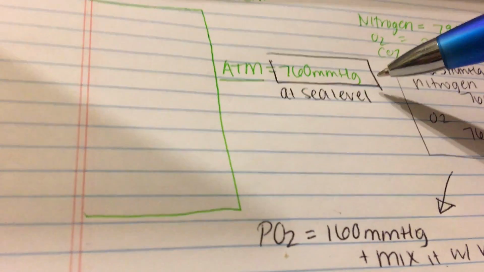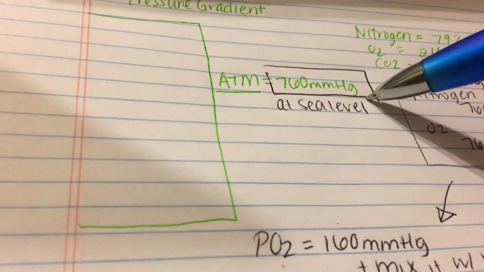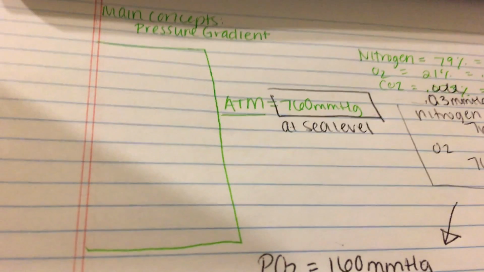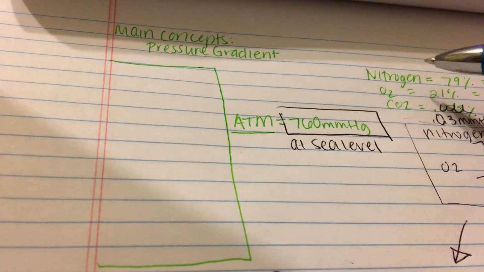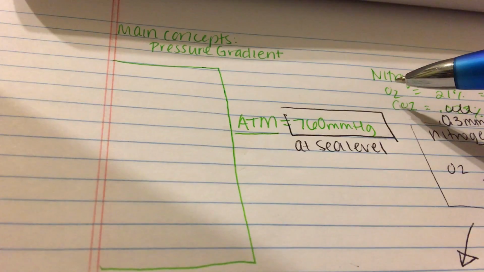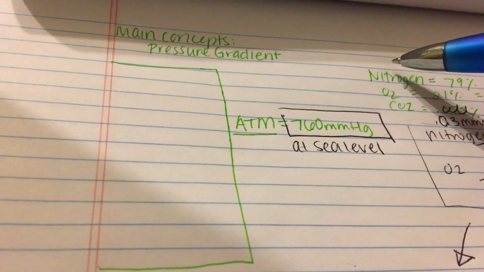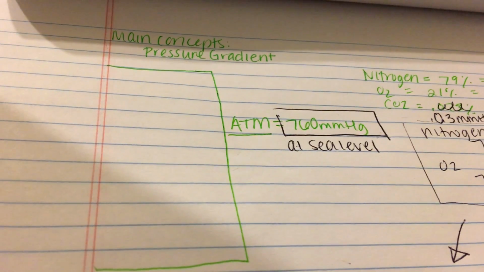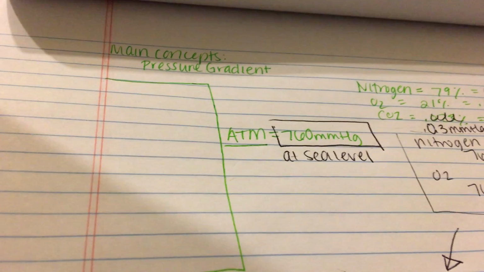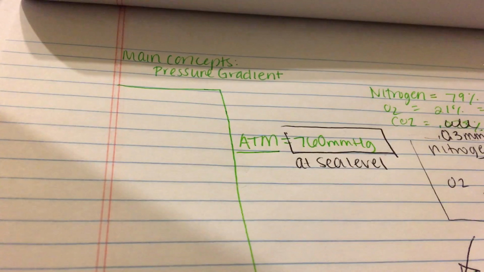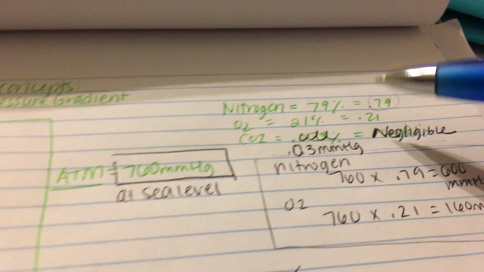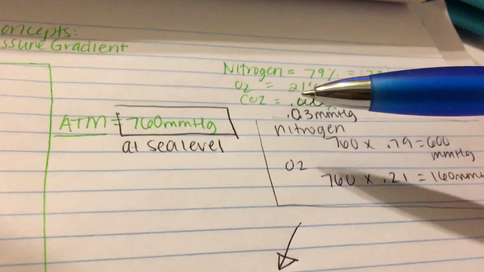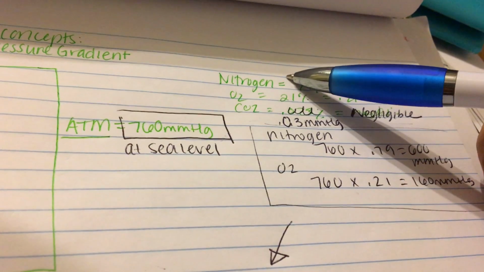First things first, this is just a little bit of review of information to make sure we're on the same level. 760 millimeters of mercury is the sum total of the pressures of all the other gases that contribute to atmospheric air. Of all of them, nitrogen and oxygen make the most contributions. Nitrogen makes up 79% of all of atmospheric air.